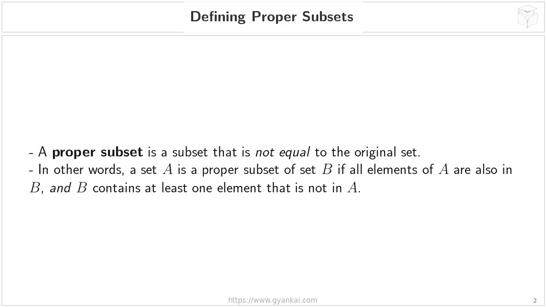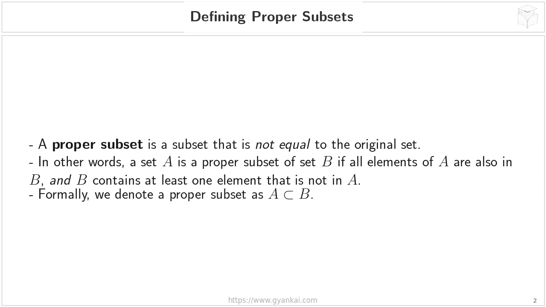Let me put that more precisely. We say that set A is a proper subset of set B if and only if all the elements of set A are also found within set B, and crucially, set B has at least one element that is not present in set A, so B must have something extra that A doesn't.